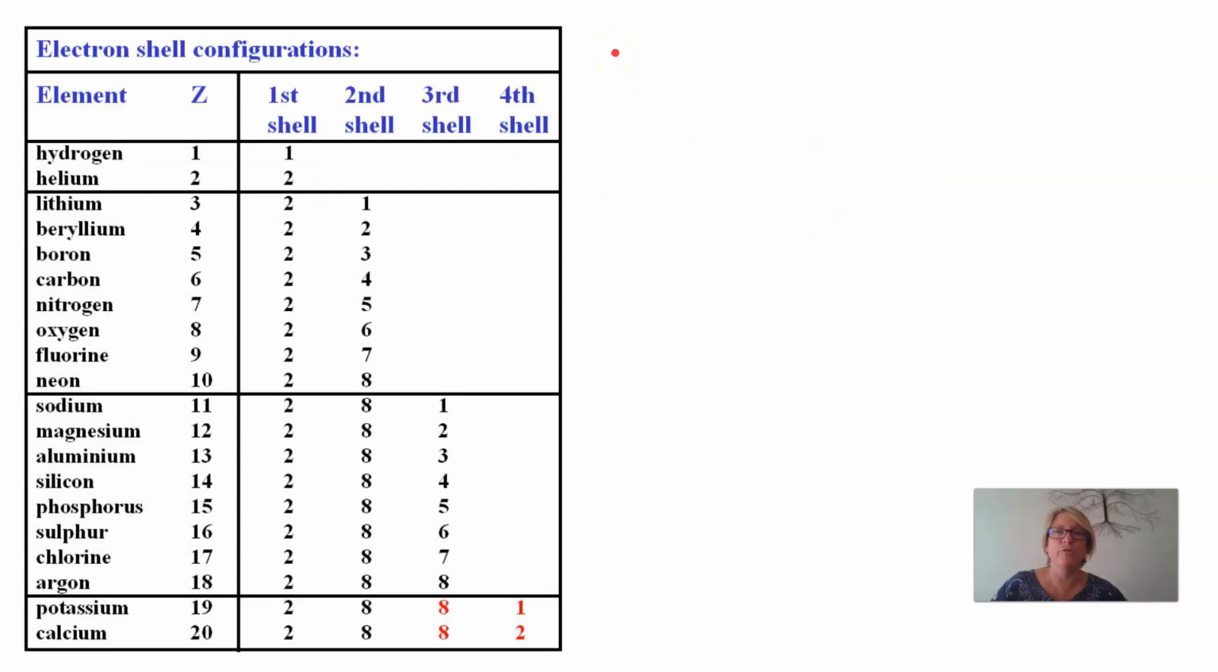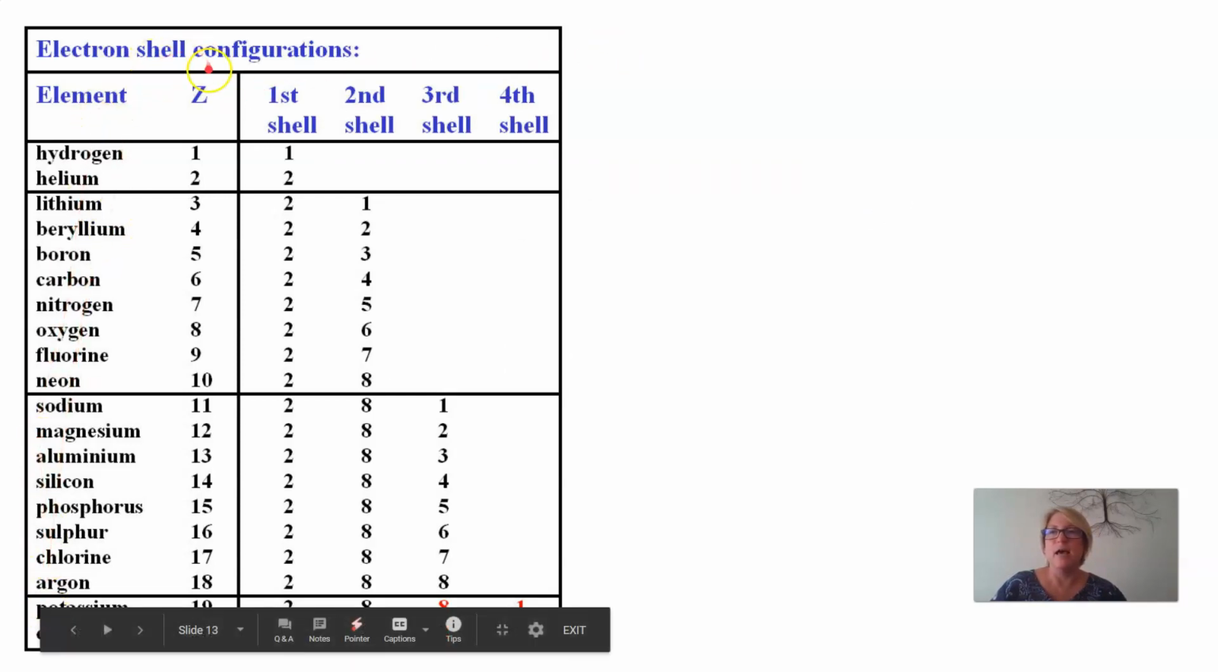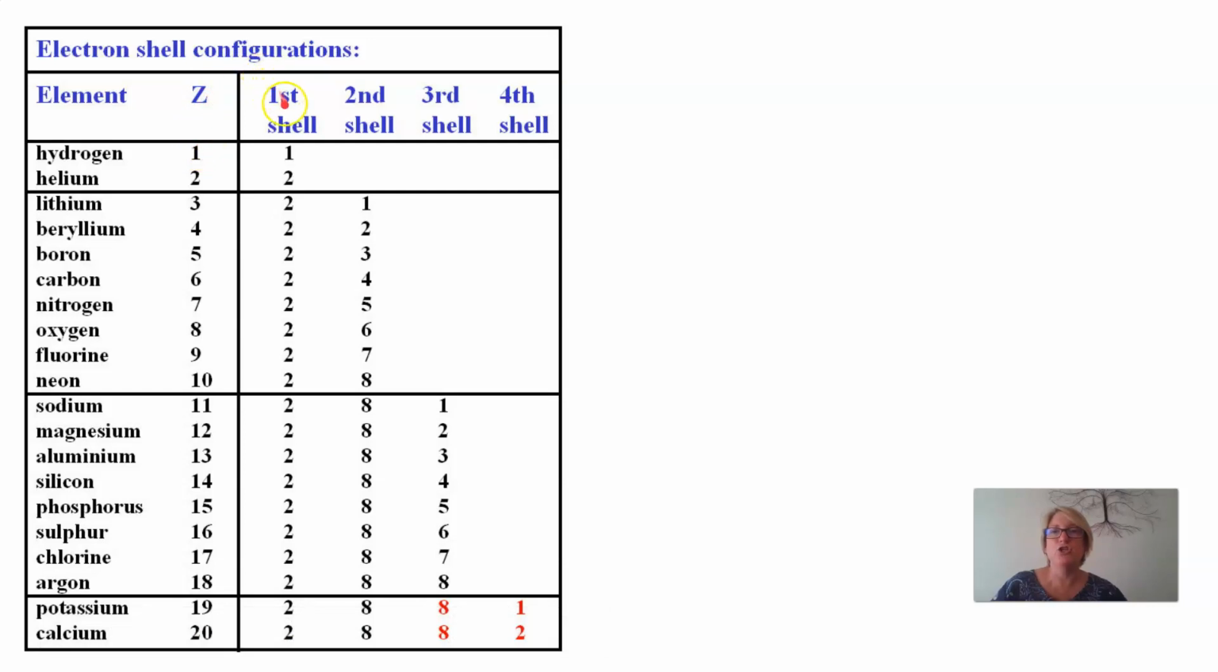This is just a table that you can refer to if needed. It's got all the elements, and then it has got the atomic number of the first 20 elements. And then it shows you the first shell, the second shell, and the third shell. So this shows you the electron configuration. Hydrogen is going to have 1 proton in its nucleus and 1 electron in its first shell. Helium is going to have 2 protons in its nucleus and 2 electrons in the first shell. Lithium is going to have 3 protons in its nucleus, 2 electrons in the first shell, and 1 electron in the second shell. And I want you to have a look at this diagram, and as you go through it, can you see the pattern?